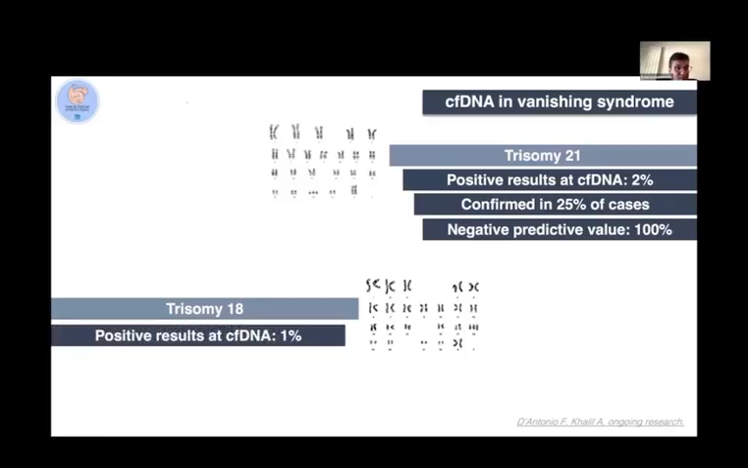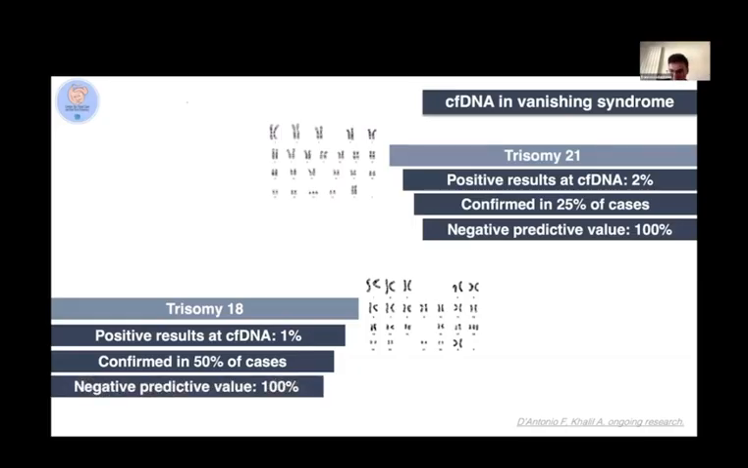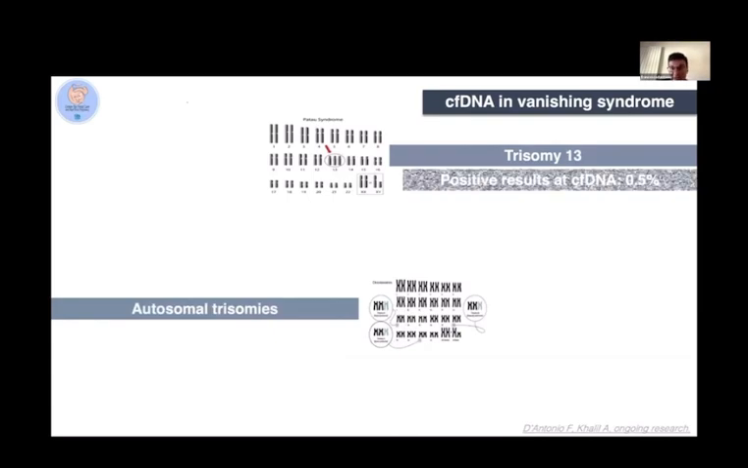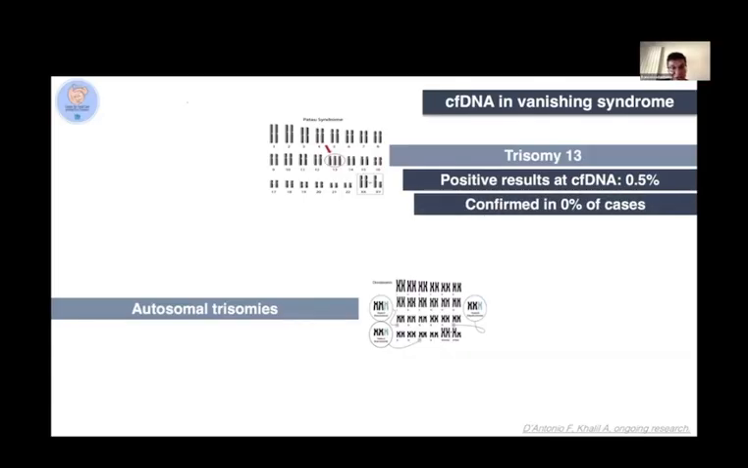Regarding trisomy 18, 1% of positive test results on cfDNA, which, if you remember, is much higher compared to what is reported in the normal population of singleton pregnancies without vanishing twins. So in pregnancies with positive results for trisomy 18, only 50% of them were confirmed. And of course, the negative predictive value was also high. When talking about trisomy 13, we had 0.5% of false positive results when applied to vanishing twins, and it was not confirmed in any of the cases. Of course, in this case, the number of included cases was very, very small to draw a robust conclusion.